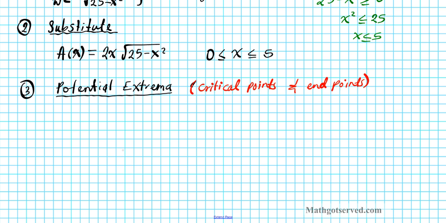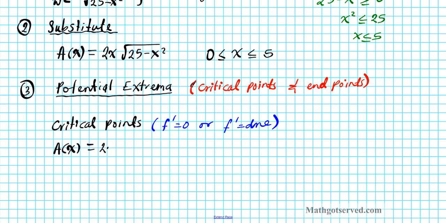So what are the critical points? Critical points are where the derivative is equal to 0 or it does not exist. All right, so we have our function here, A of x is equal to 2x times the square root of 25 minus x squared. So where is its derivative equal to 0 or non-existent? First thing we want to do is find the derivative of this function. So let's go ahead and do that.